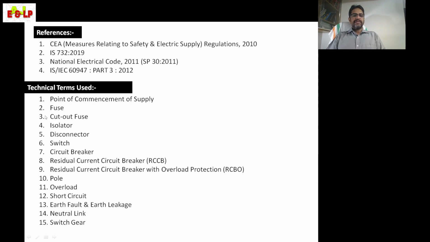Some of the basic terms I am dealing with in the topic are point of commencement of supply, fuse, cutout fuse, isolator, disconnector, switch, circuit breaker, RCCB, then RCBO, residual current circuit breaker with overload protection, pole, overload, short circuit, earth fault and earth leakage, then neutral link and switchgear.